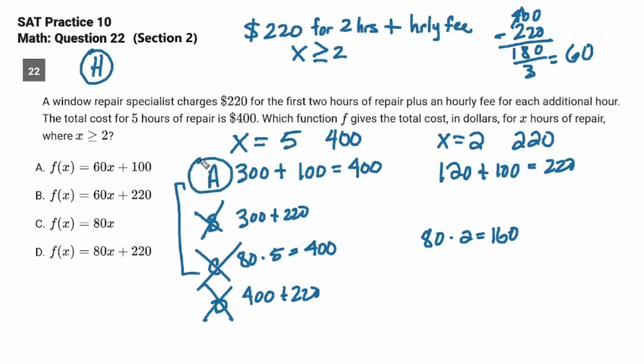The answer is A. You can plug in and get this problem right. It is a gift at number 22. You get it right. Congratulations. You are done with SAT Practice Test 10.